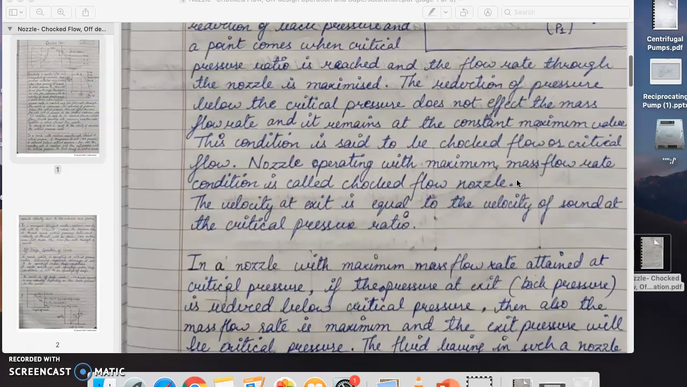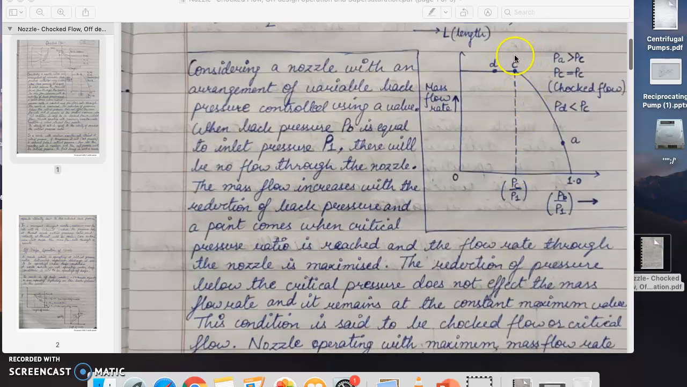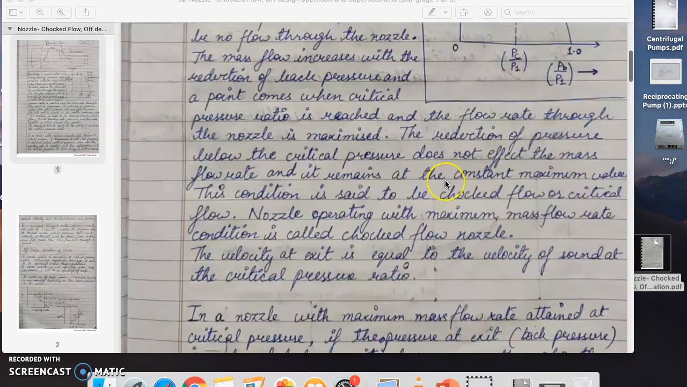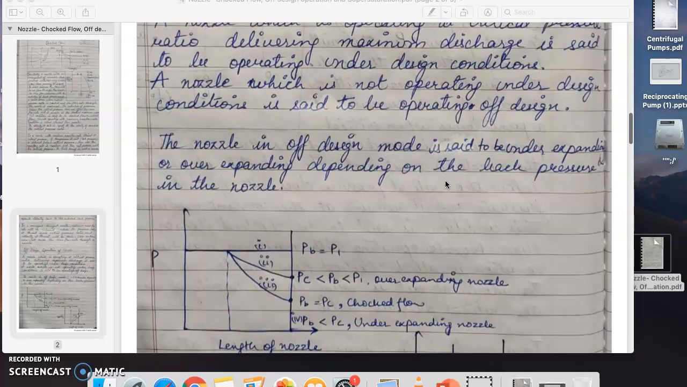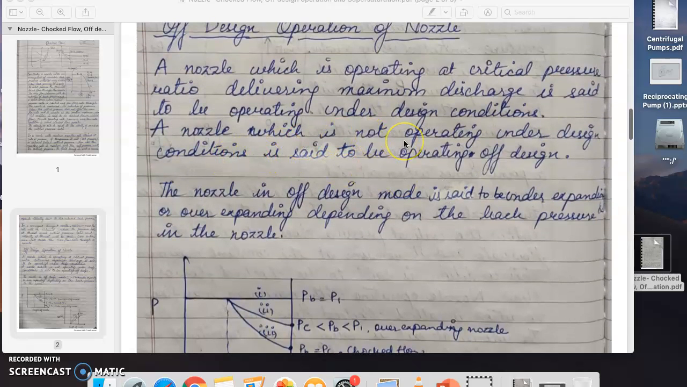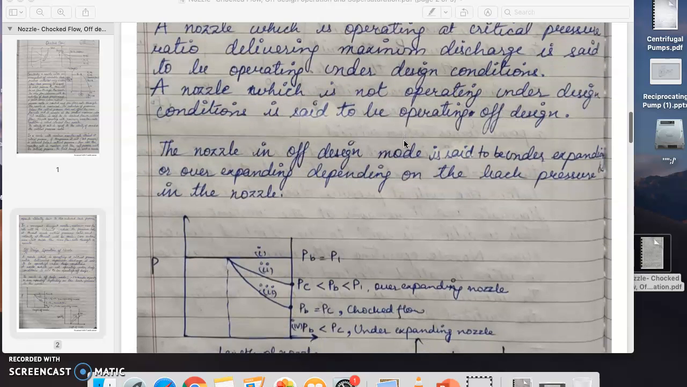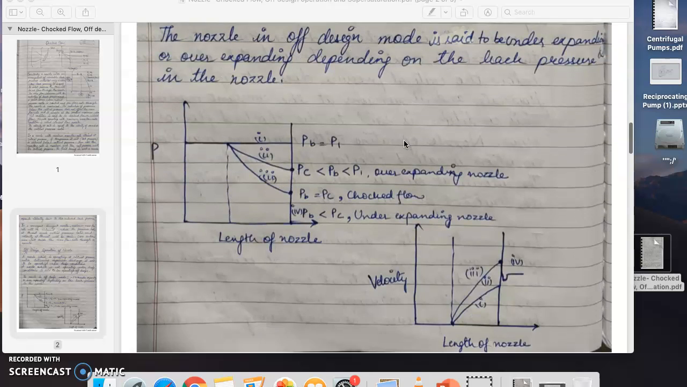But off design is the one which is not operating in this condition. Either it is in this region or in this region, and this can be categorized into two types. A nozzle which is not operating under the design conditions is said to be operating off design. And this is again of two types: the nozzle may be under expanding or over expanding. Whether it is over expanding or under expanding will depend on the back pressure in the nozzle.